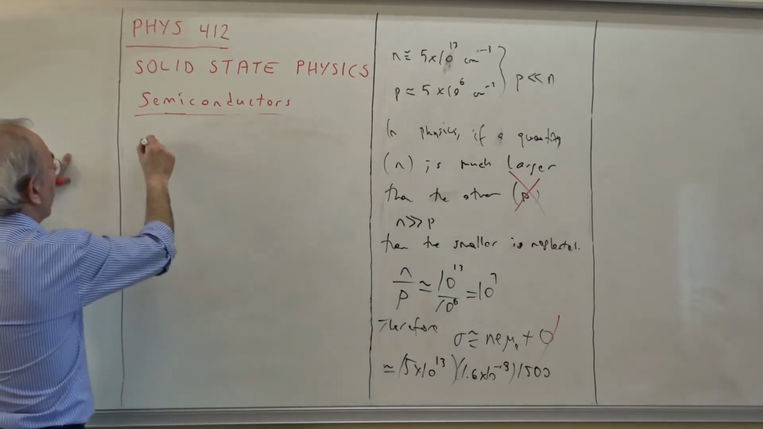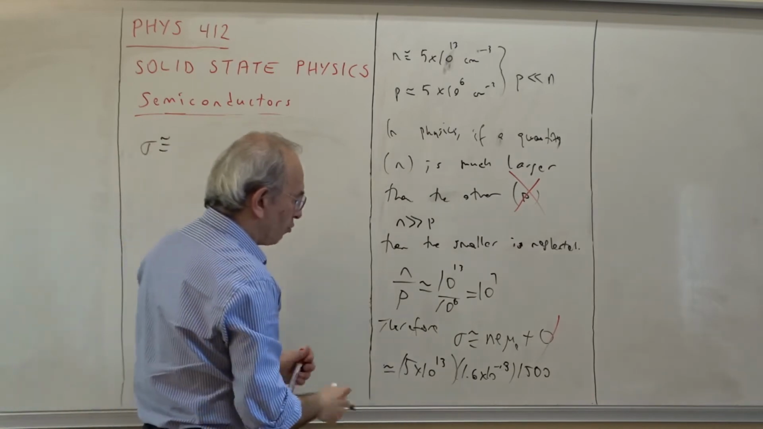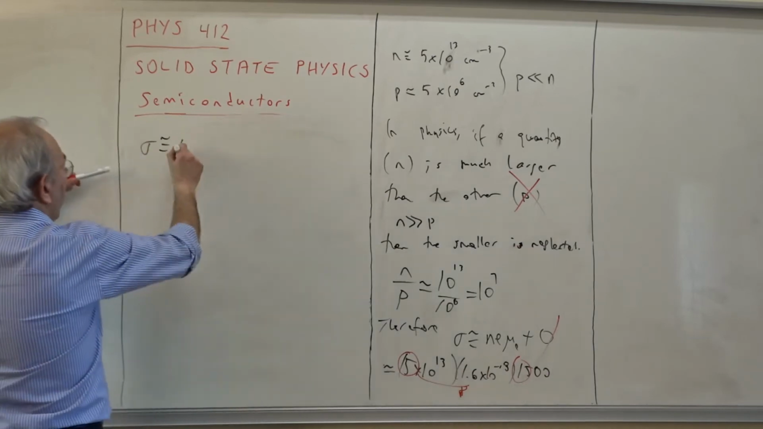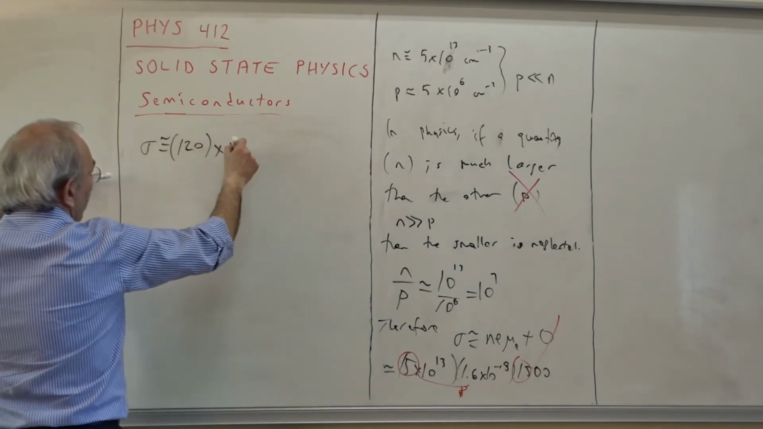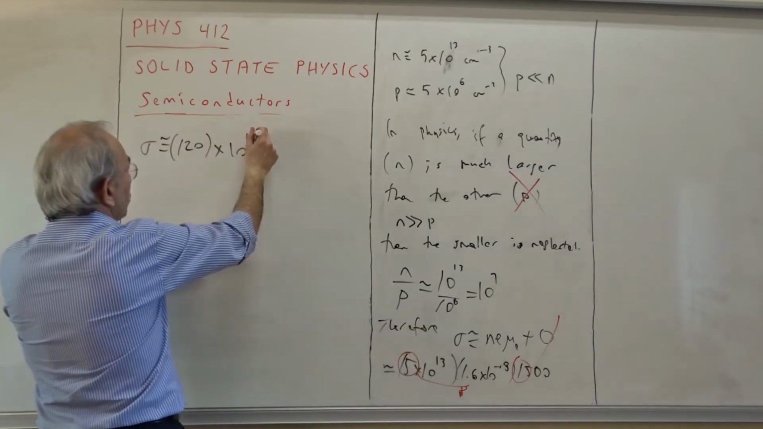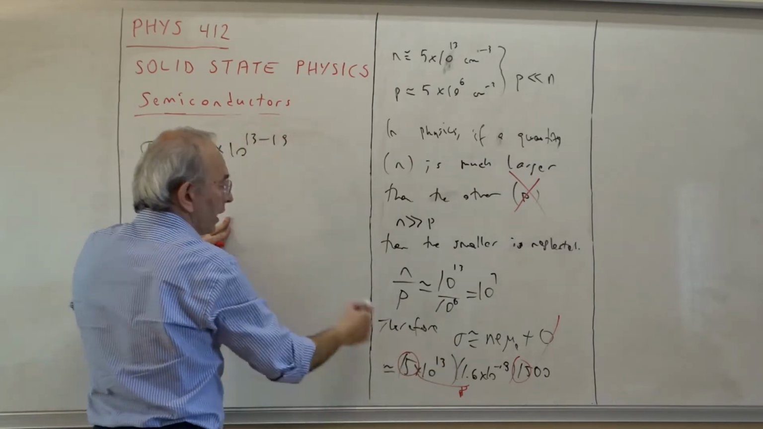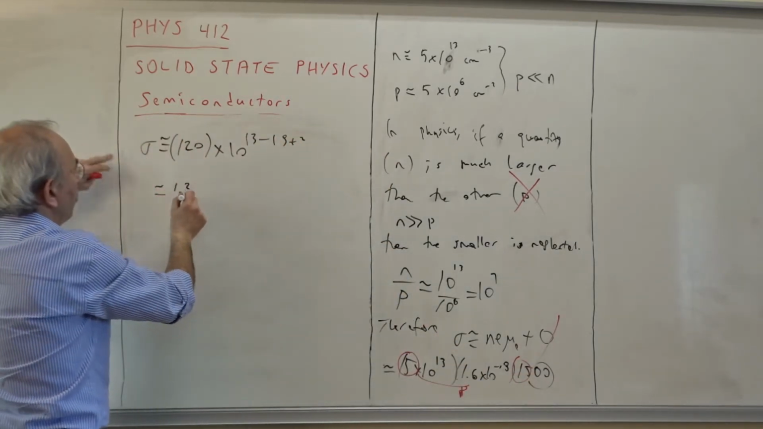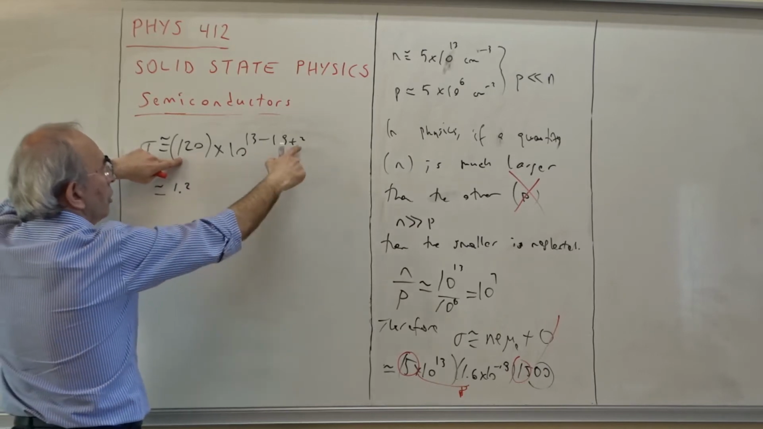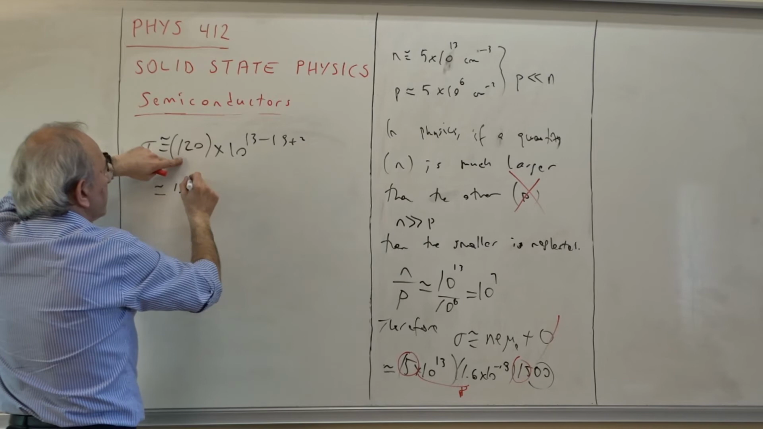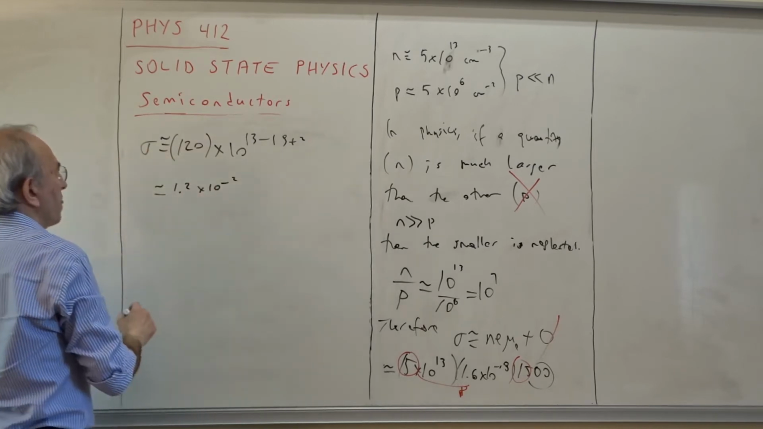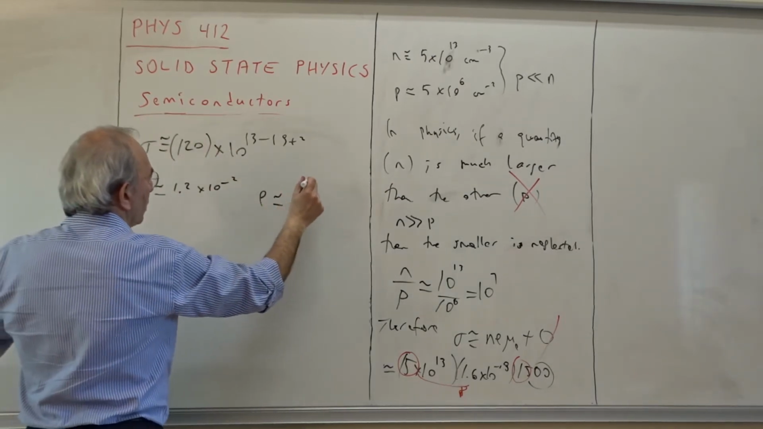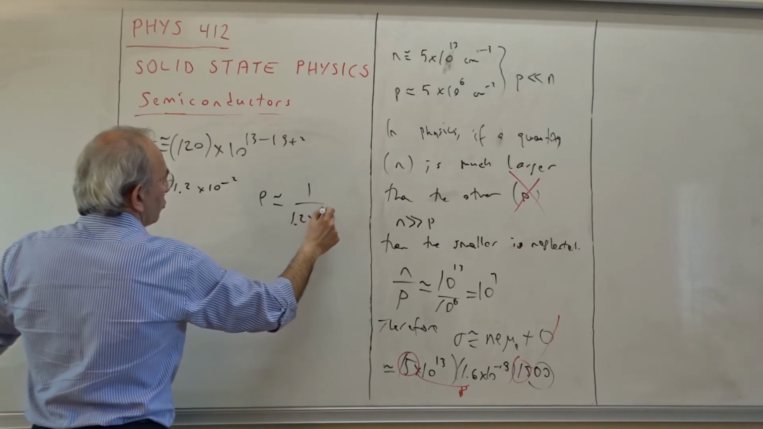Alright, so sigma is approximately, if you multiply these, this is 8 times 15, 120. 120 for the first part times 10 to what? 13 from the first, minus 19 from the second, and 2 from the last, so that it is approximately 1.2, 10 to the minus 2. This is sigma. For rho, we have to take the inverse. Rho is equal to approximately 1 over 1.2, 10 to the minus 2.